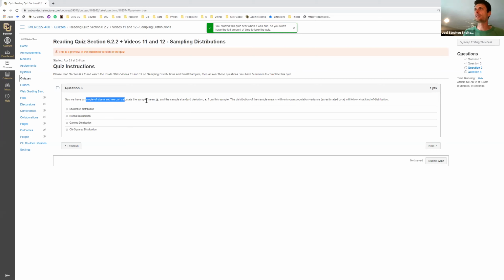Okay, if we have a sample size n, we calculate a sample mean from that sample. The distribution of the sample means with unknown population variance estimated by S will follow what kind of distribution? Make the letter with your fingers. T. Okay.